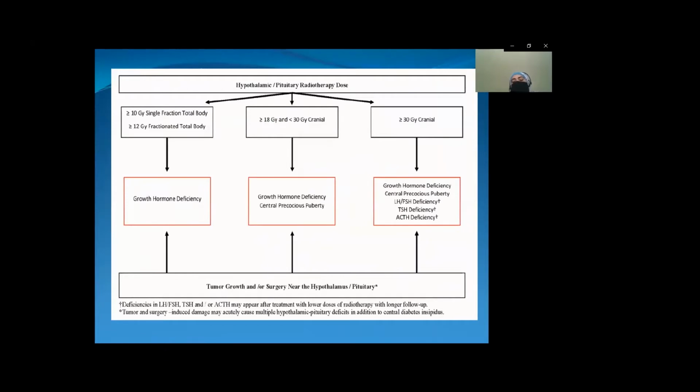So patients who have a tumor in the hypothalamic pituitary region either may present with hormone abnormalities or may develop them soon after surgery. And we have all taken care of kids with the triphasic response from vasopressin release, and many of them go on to develop central DI. But it also shows you that growth hormone deficiency is quite common even with lower doses of intracranial radiation. And as the dose of radiation increases, the risk of hormone abnormalities also increases with it.